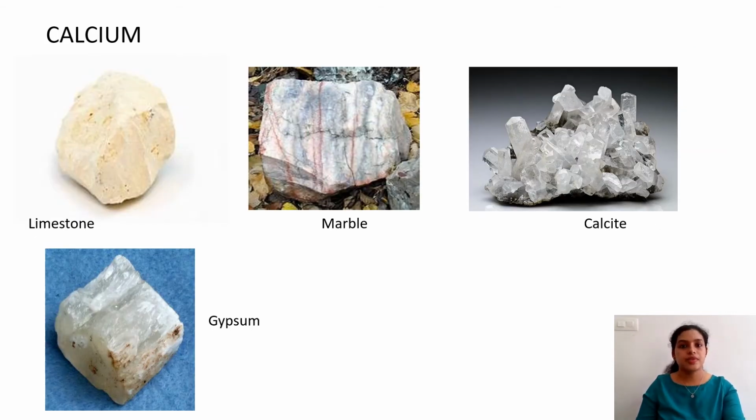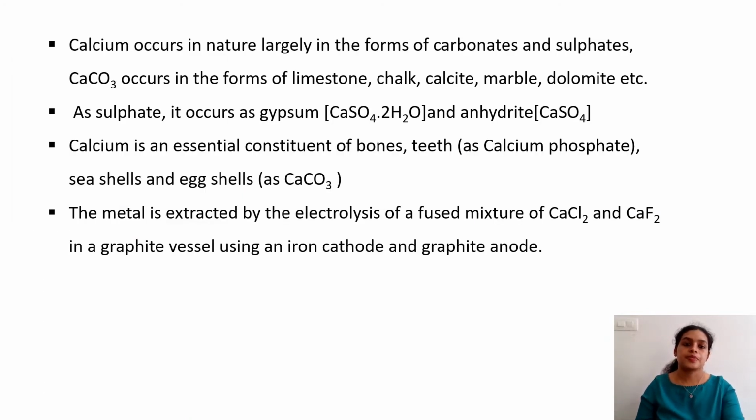Next one is calcium. Calcium mainly exists on earth as carbonates and sulfates, and there are a number of varieties of calcium carbonate and calcium sulfate available. We know that limestone is calcium carbonate, chalk is calcium carbonate, even marble is calcium carbonate, calcite is calcium carbonate. There is no structural similarity between limestone and marble, but still both of them are different forms of calcium carbonate. And gypsum is calcium sulfate, and there is another form of calcium sulfate which is called anhydrite.